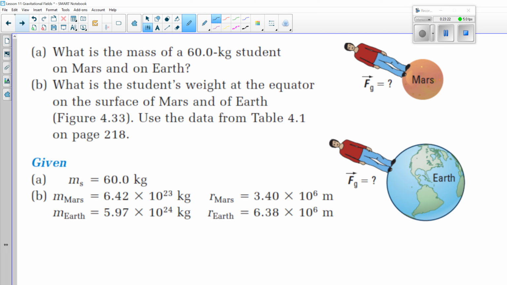Now, what's the student's weight at the equator on the surface of Mars and Earth? That's a different question. That would be a universal gravitation question, not a field strength question. Because field strength calculates acceleration due to gravity. Weight is the force of gravity. So again, it's those little changes in the wording that can make this question totally different. All right.